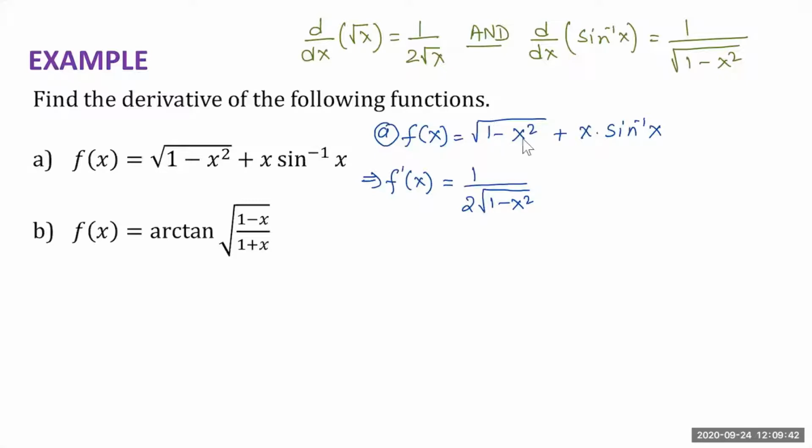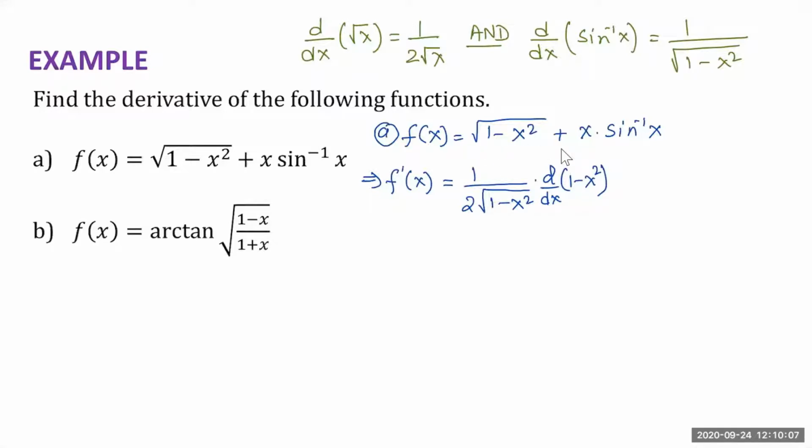Also, it has the inside function. If it has the outside function and inside function, we have to use the chain rule. That is, after we find the derivative of the outside function, that is the square root function, we have to multiply by the derivative of the inside function. So multiply that with the derivative of the inside function, which is 1 minus x squared. So that is the derivative of this first one.